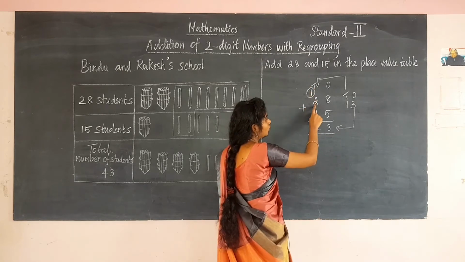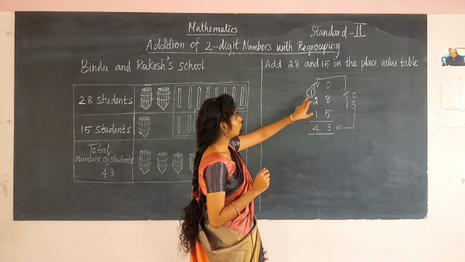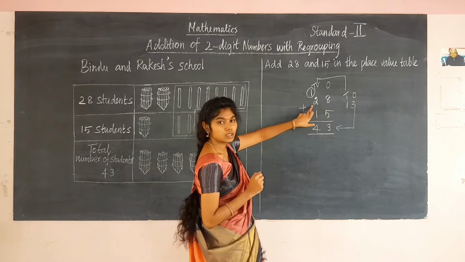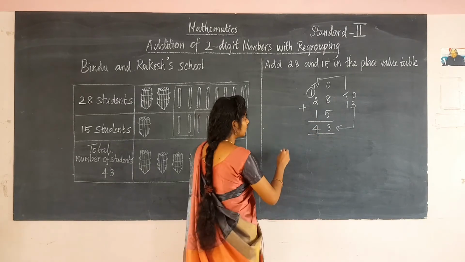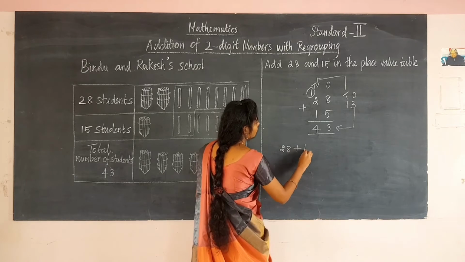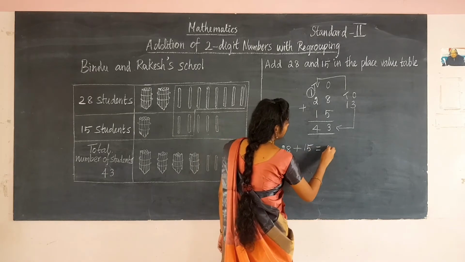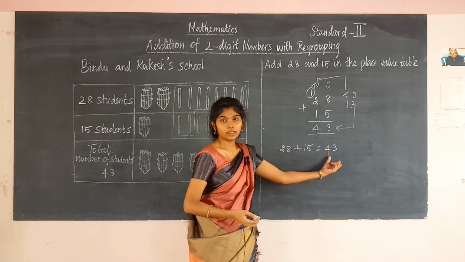Then 1, 2 and here 1 ten. So you have to add these numbers. 1 plus 2 is 3. Then 3 plus 1 is 4. So how will you write the answer? 28 plus 15 is equal to 43. Now you have found the answer as 43.